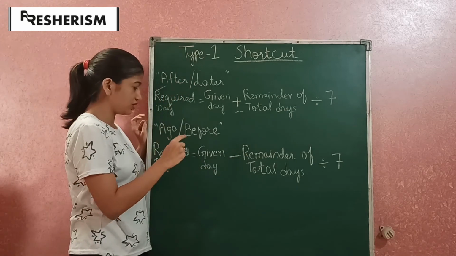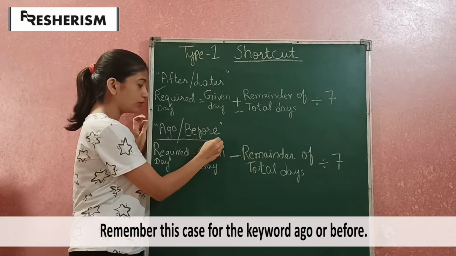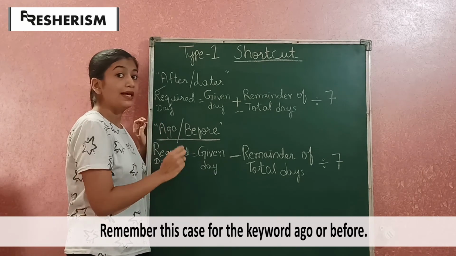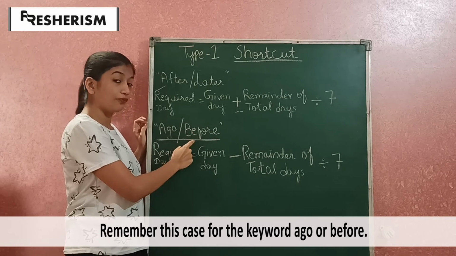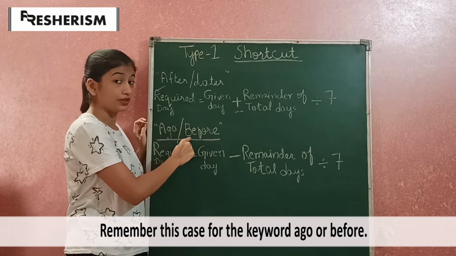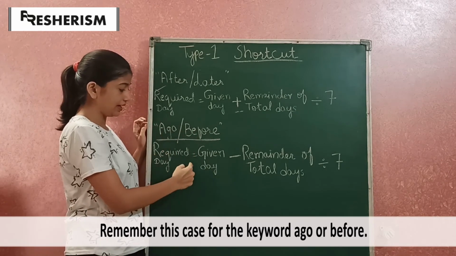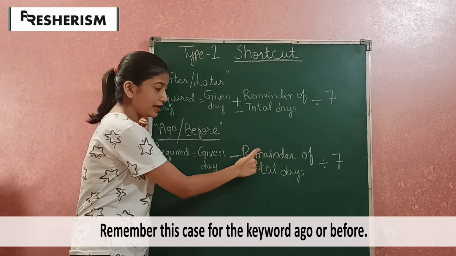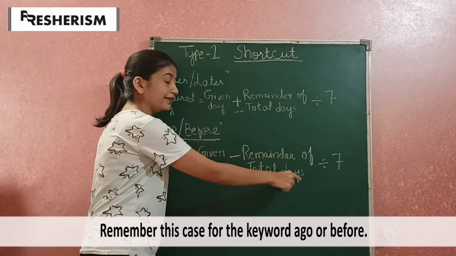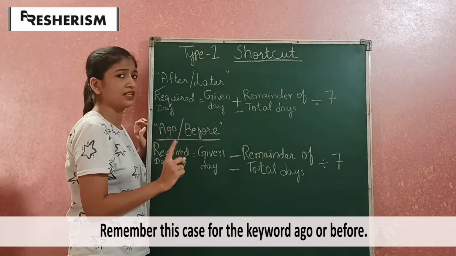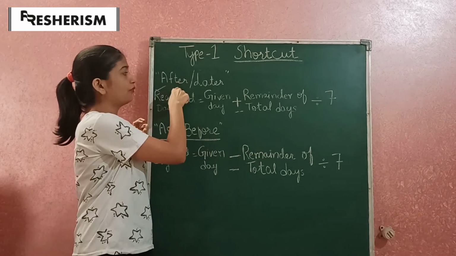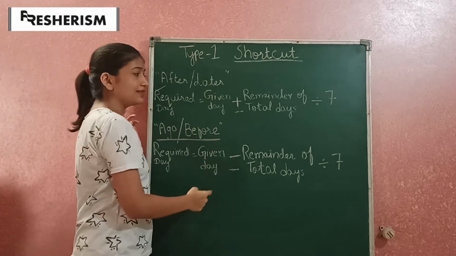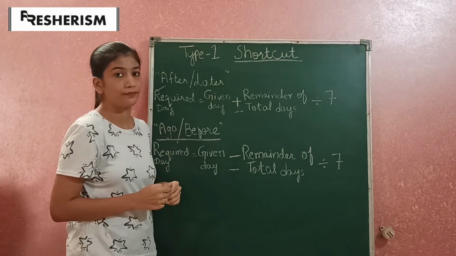If in any question there is ago or before given, these are the keywords, then the required day is equal to given day minus remainder of total days divided by 7. This is the thing which we have to keep in mind. After and later: plus. Ago or before: minus. These are the shortcuts for type 1 questions.